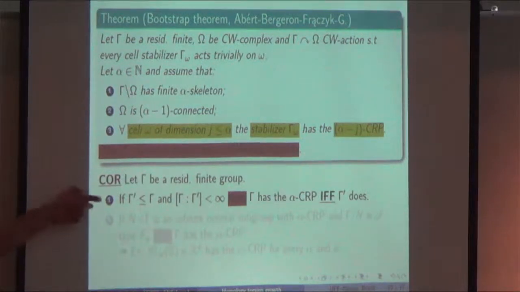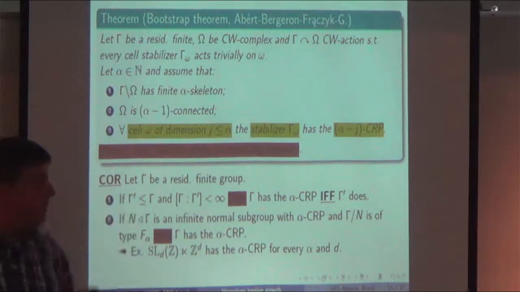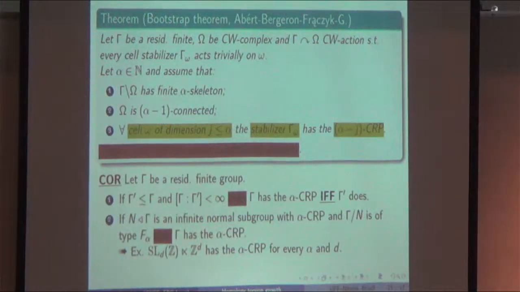And so, as a corollary, we get that the cheap rebuilding property is an invariant of commensurability. If you have a normal subgroup which is infinite, with the cheap rebuilding property, so that the quotient is of type F alpha, so it admits a B gamma with finite skeleton up to dimension alpha. Then the group itself, the middle group gamma, with the kernel and the quotient, the kernel supposed to have the cheap rebuilding property and the quotient good finiteness properties, then gamma itself has the cheap rebuilding property.